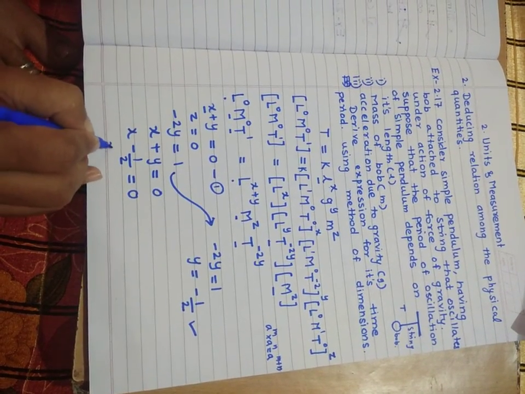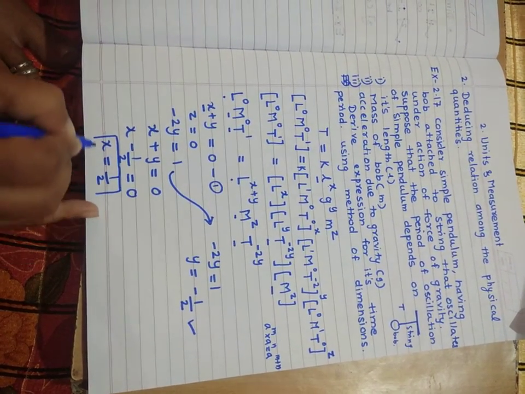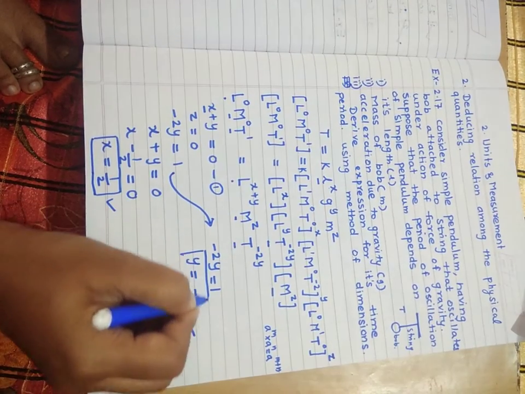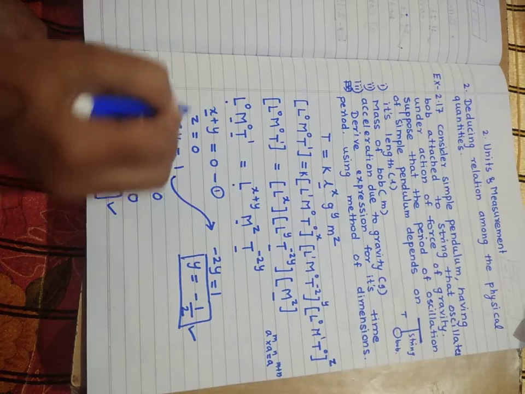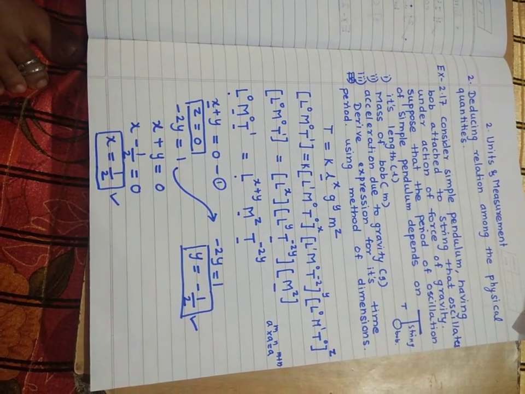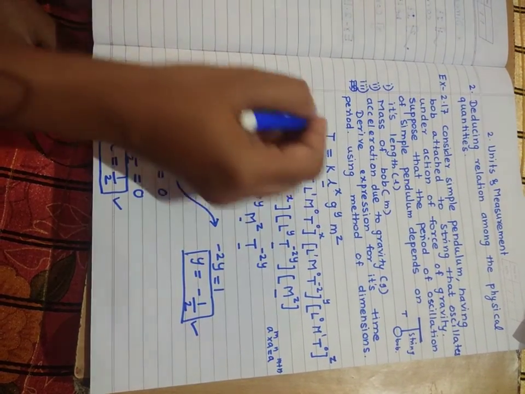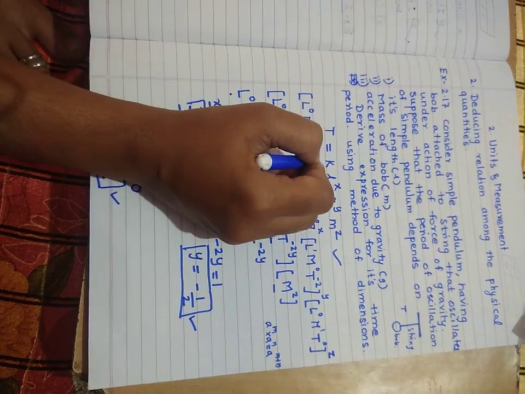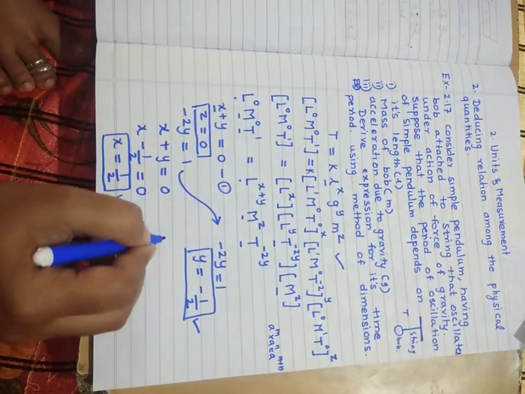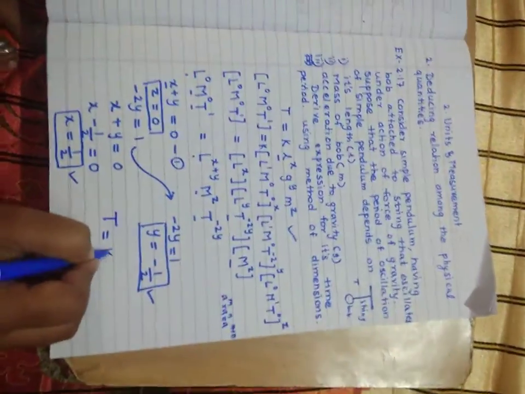Therefore we have got X is equal to what? Half. So see here, we have got all the values. X is half, Y is minus half, and Z is already present here, it is 0. So we can write the values of X, Y, Z in our relation. See, what is this relation? T is equal to K, L raised to X, G raised to Y, M raised to Z. So T is equal to K, a dimensionless constant, you know it.